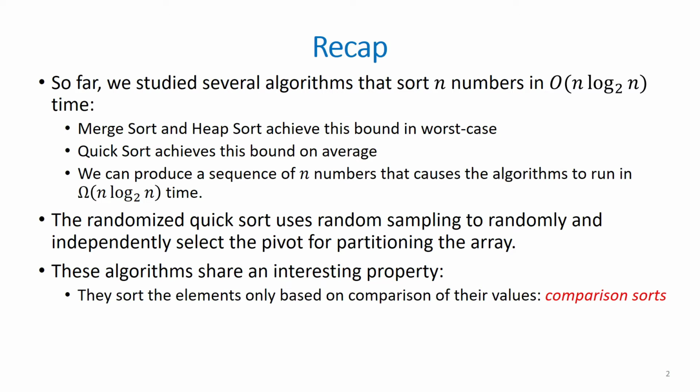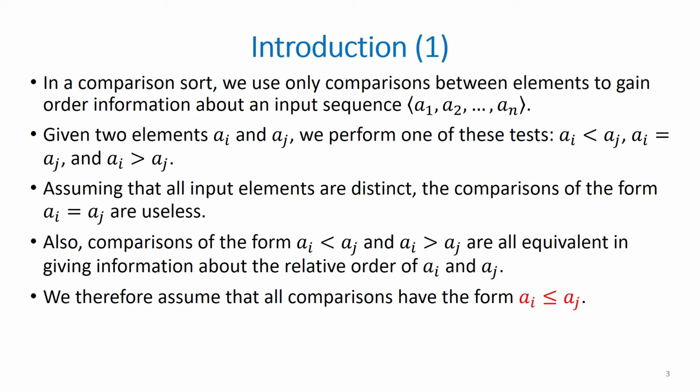All the sorting algorithms seen so far are called comparison sorts, and they work on the basic idea of pairwise comparison of the elements. In other words, comparison sort uses the three basic comparison operations to order the elements in an input sequence denoted here by A1, A2 up till An. So for any two elements Ai and Aj, either Ai is less than Aj, Ai is equal to Aj, or Ai is greater than Aj.